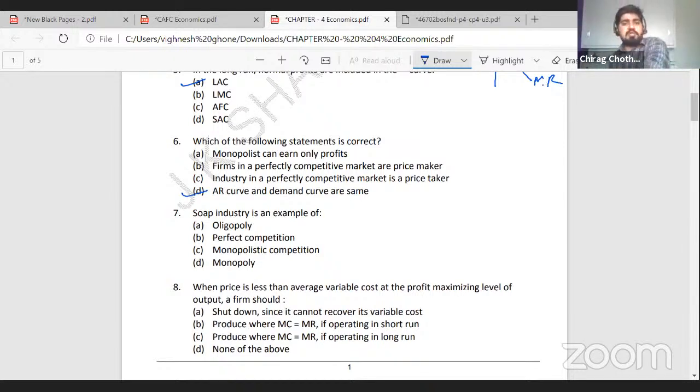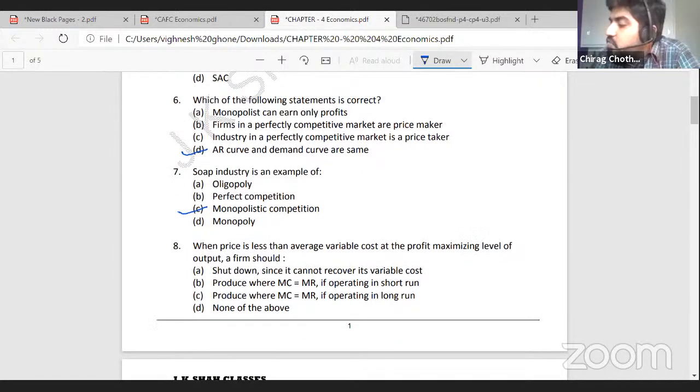Next one: the soap industry is an example of what? What type of soap industry are we talking about? There are so many soap brands. Are all of them selling the same product, same brand, same color, same size, same fragrance? No, no. Is there only one player in the market? No, there are many. So if there are a large number of buyers and sellers, and they are selling different types of commodities, there is product differentiation as well. So which kind of competition is that? Is that oligopoly? No. Is that perfect competition? Not at all. Is it monopolistic competition? Yes, certainly. Is it monopoly? Not at all. So we have different brands in India which we can use.